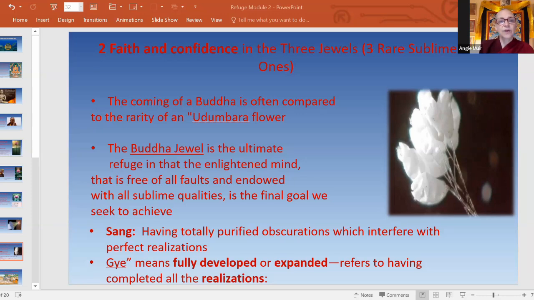So here we also have the Buddha jewel as the ultimate refuge, in that the enlightened mind that is free of all faults and endowed with all sublime qualities is the final goal that we seek to achieve. That is, of course, the state of Buddhahood. In terms of being a Dharma practitioner, that's what we are trying to achieve.